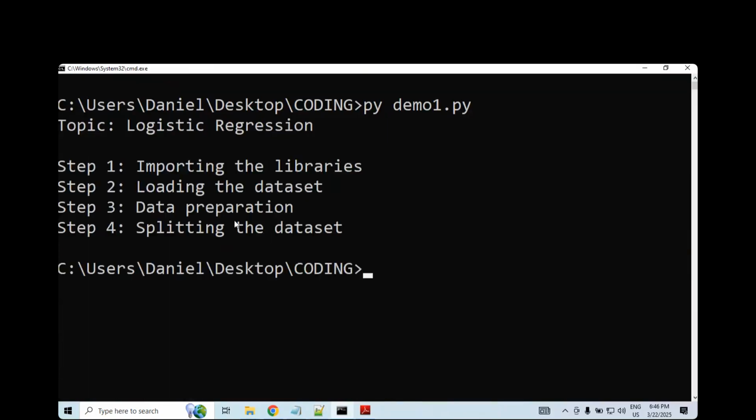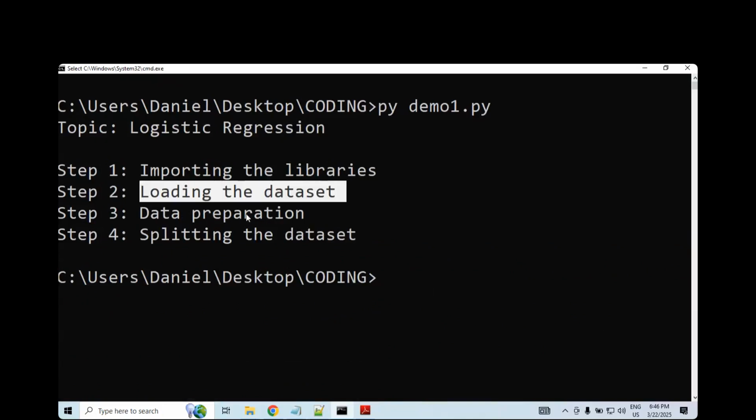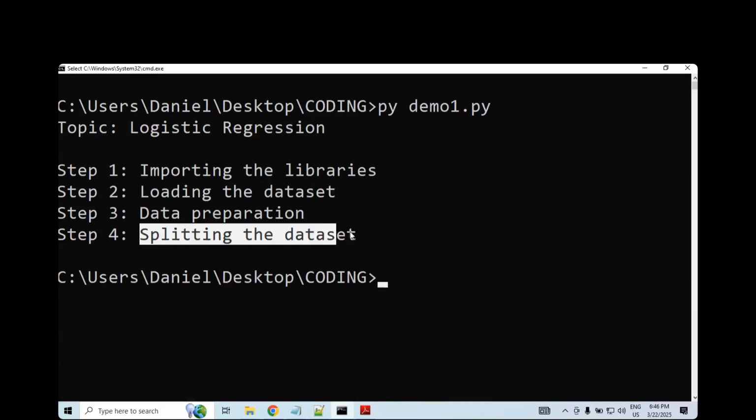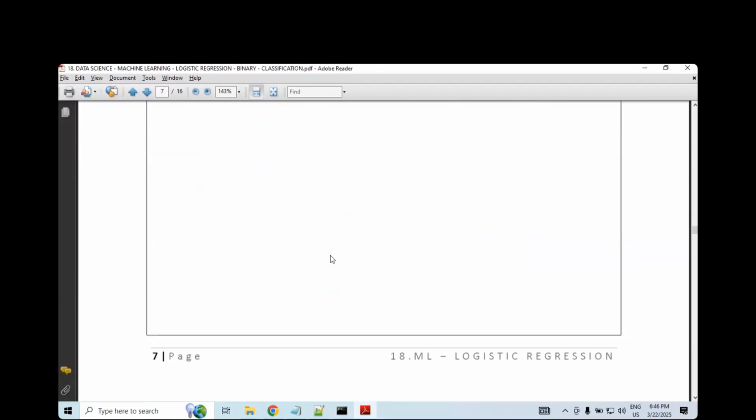Importing the libraries, loading the data set, data preparation, splitting the data set. Can you guess the next step? Correct.